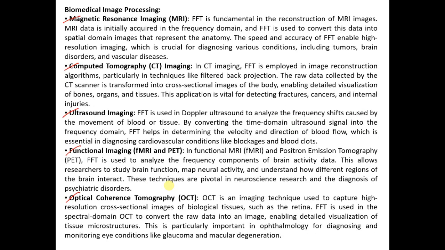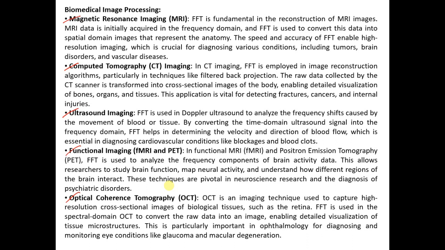So coming to the biomedical image processing, MRI is magnetic resonance imaging. CT imaging is the CT scan. Over there, we basically use X-rays for getting the images. In MRIs, we basically use a strong magnetic field to get the images. I'm not going into the details of that because we will be studying it in the next semester in the medical imaging and image processing class.